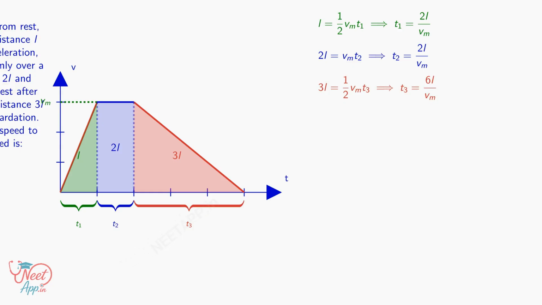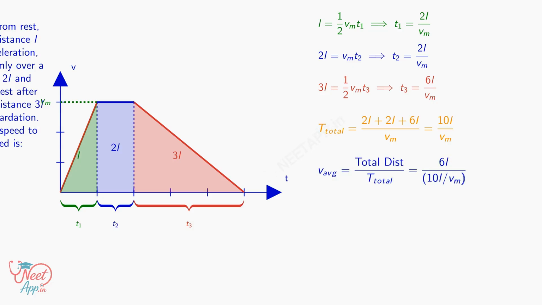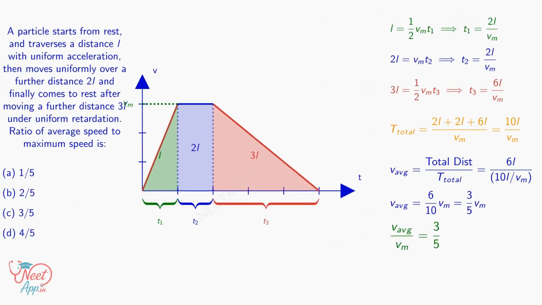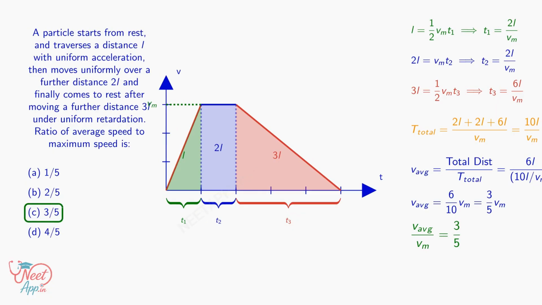For the middle rectangle, area is base times height. 2L equals T2 times Vm. So T2 is 2L over Vm. For the last triangle, 3L equals 1/2 times T3 times Vm, giving T3 as 6L over Vm. Adding these 3 time intervals up, the total time is exactly 10L over Vm. Finally, average speed is total distance, 6L, divided by total time, 10L over Vm. The L's cancel out, leaving us with 6/10 or 3/5 of Vm. The ratio is 3/5, which is option C.